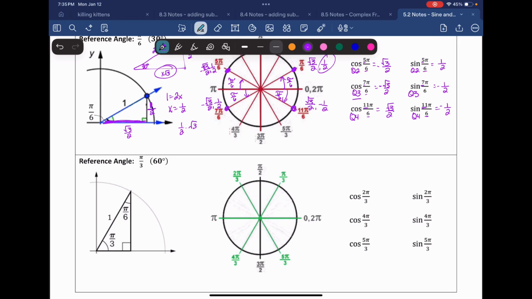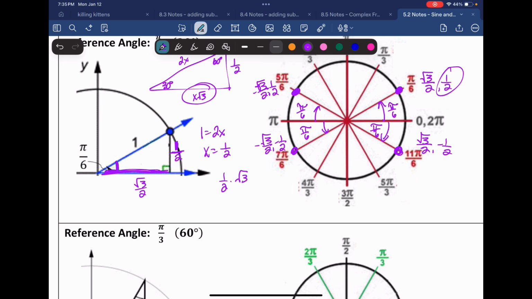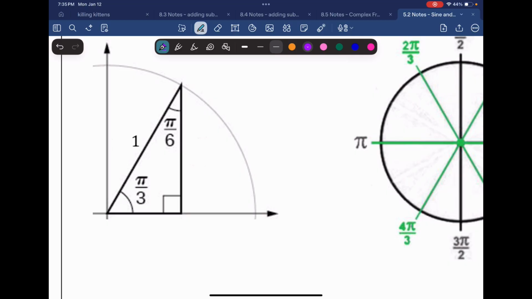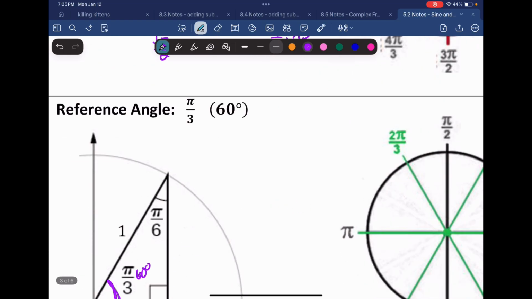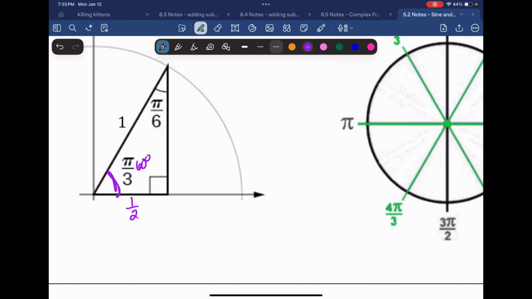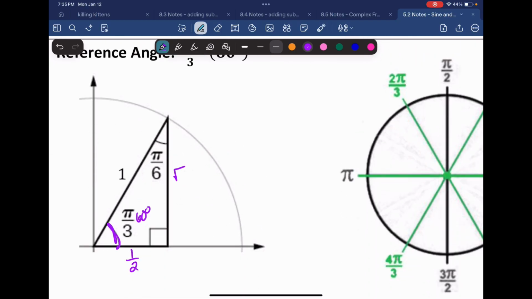All right, so your pi over 6s and your pi over 3s work together. The only thing that changes is the reference angle. So pi over 6, our angle right here, represents you at 30 degrees. Okay, your pi over 6. My reference angle on this one is the pi over 3, which is the 60 degrees. All right, so short side is still 1/2. Long side is still root 3 over 2. Only now, x is 1/2 and y is root 3 over 2.